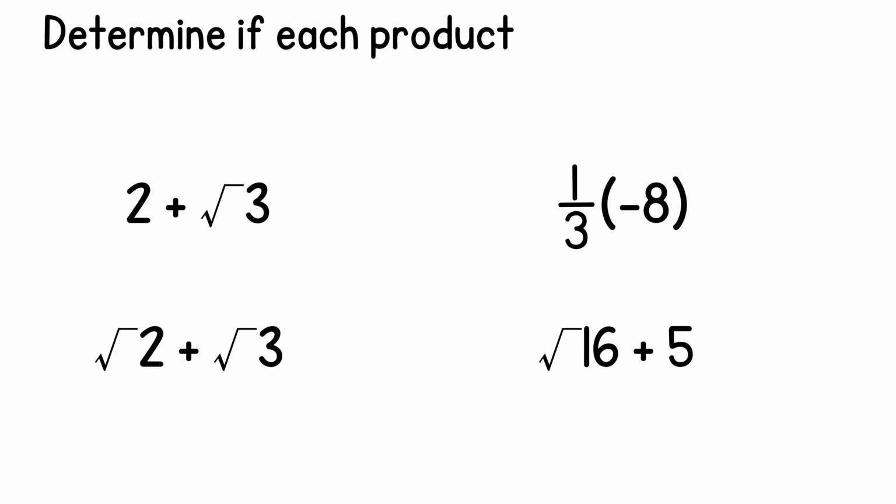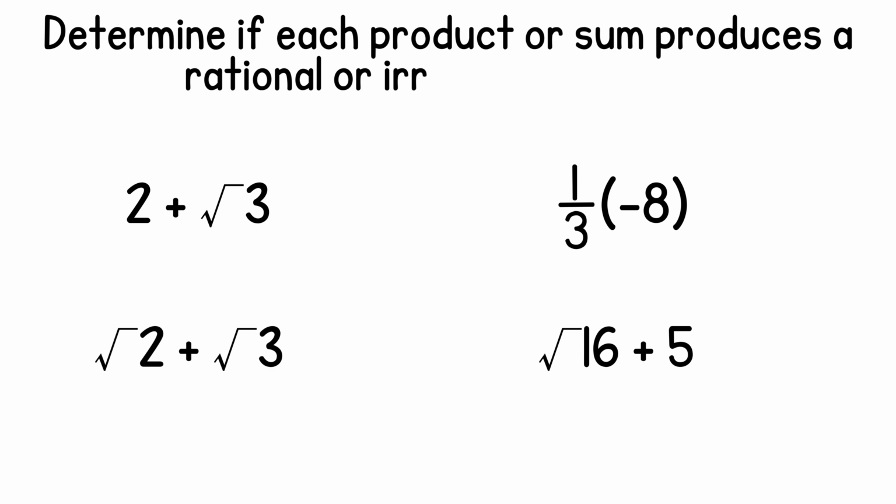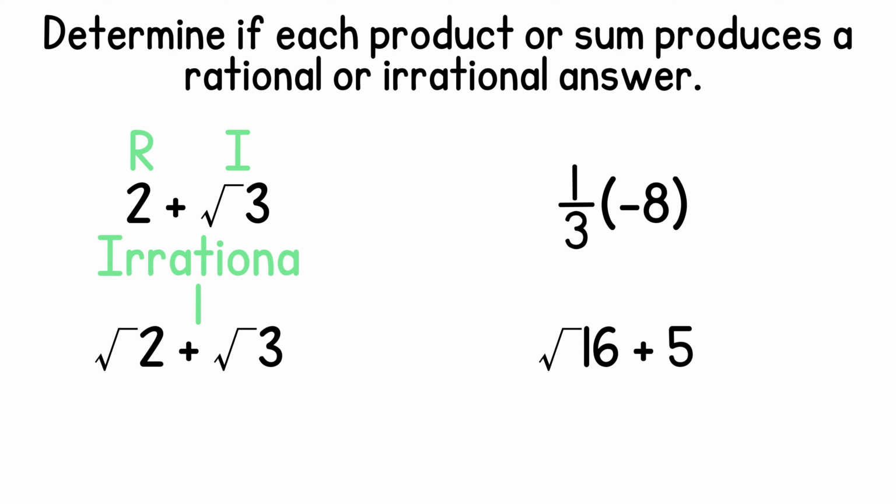In this example, we're going to determine if each product or sum produces a rational or irrational solution. Let's start with 2 plus radical 3. 2 is an integer, so this is rational. But the square root of 3 is not a perfect square, so this is irrational. When we add the two types of numbers together, we get an irrational answer as the sum.